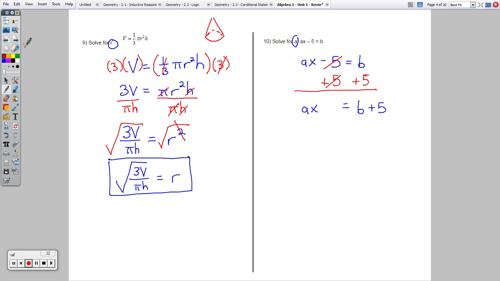To get a by itself, since it's a times x, let's divide by x. And then if I do that over here, I have to do the same thing over here. I'm dividing the whole thing there by x. By doing that, the x's will cancel, and I'm left with a equals b plus 5 over x. That is solved for a in terms of x and b. So a is by itself, we solved for a. That's our final answer for number 10.